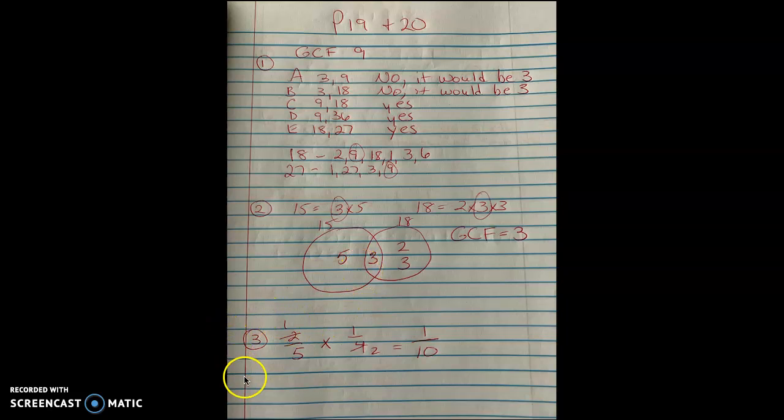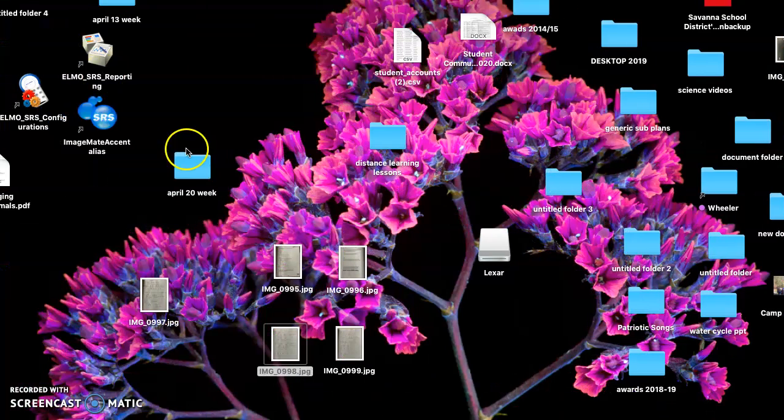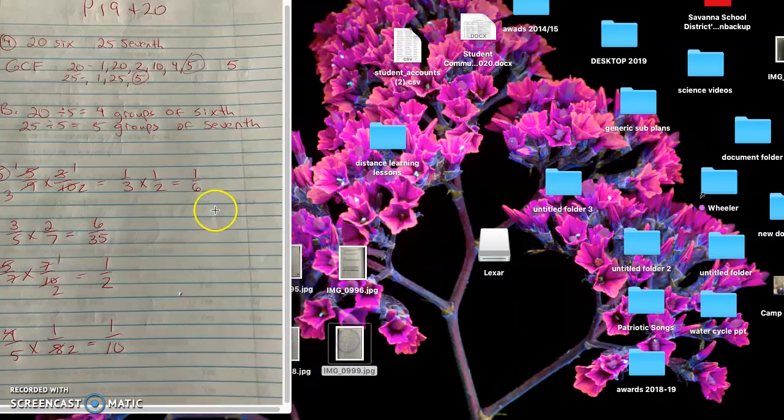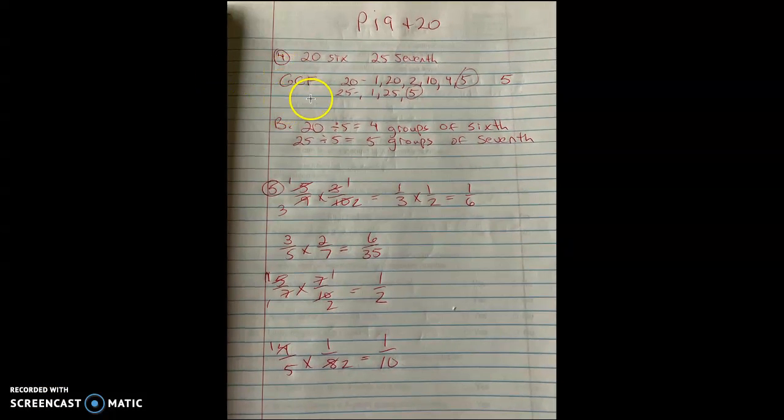For question number 3, I have 2/5 times 1/4. I cross-canceled, so I got 1/10 after I multiplied. Okay, question number 4. So greatest common factor of 20 and 25, I listed the factors of each. Greatest common factor is 5.